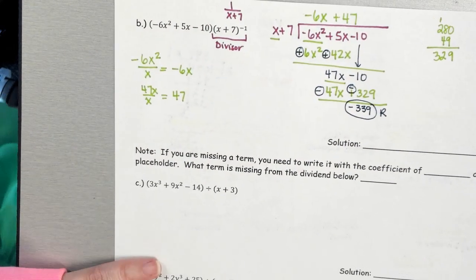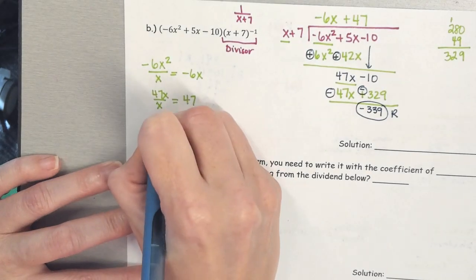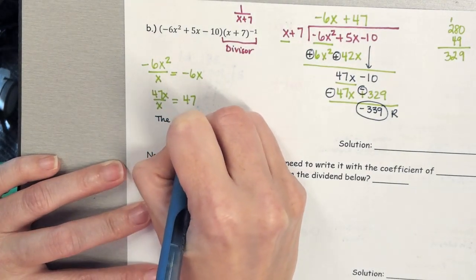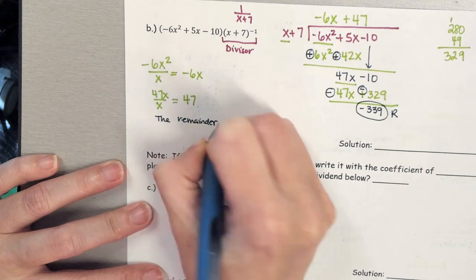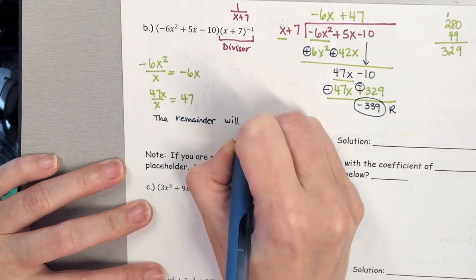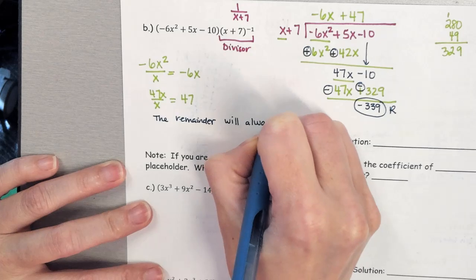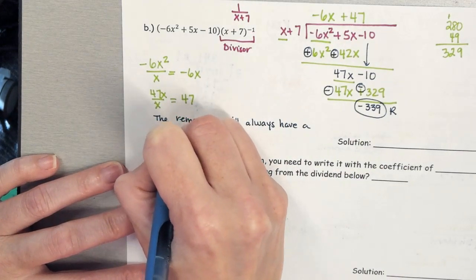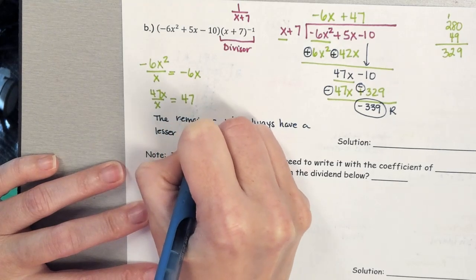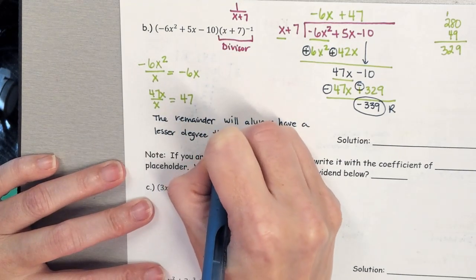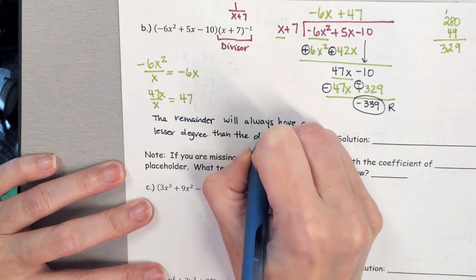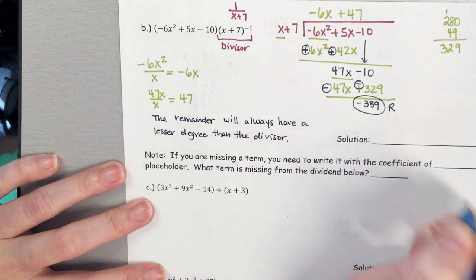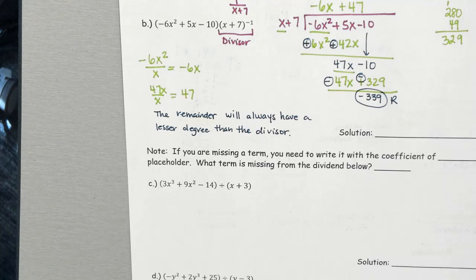Okay, now this is your remainder. This is how you know when to stop. The remainder will always have a lesser degree than the divisor. Okay, it's all about the degree. So the remainder is always going to have a lesser degree than the divisor.